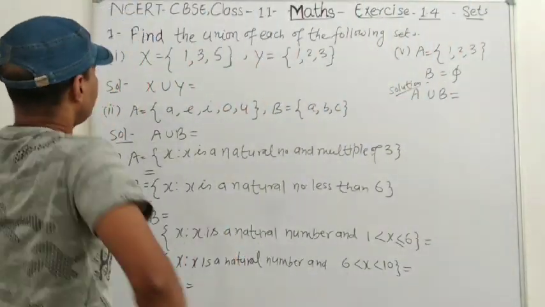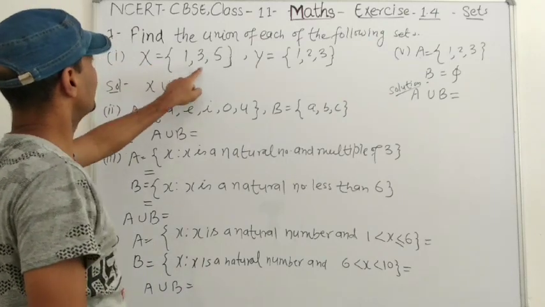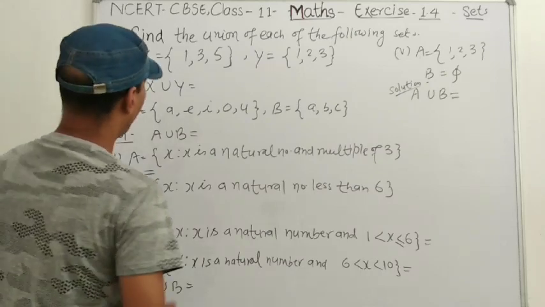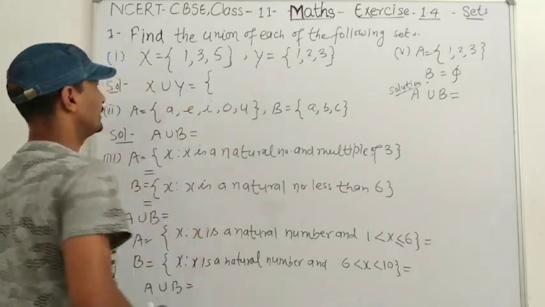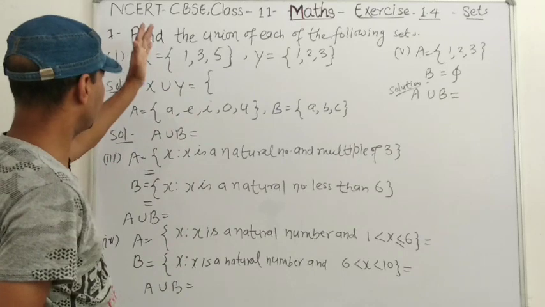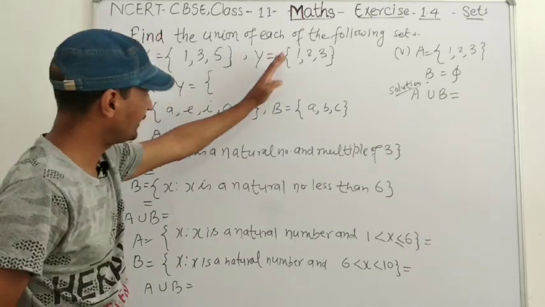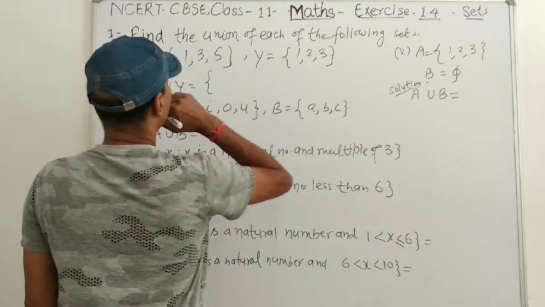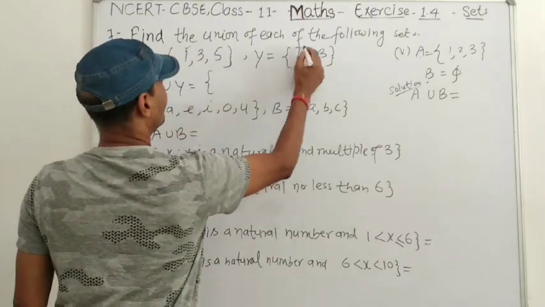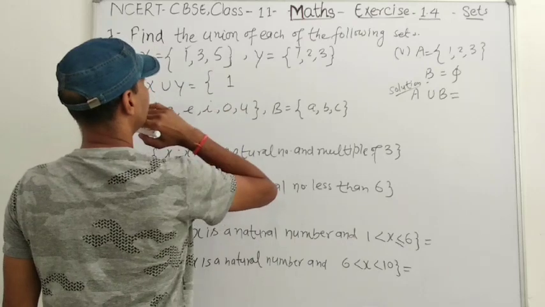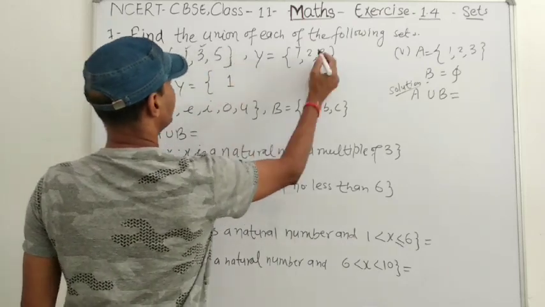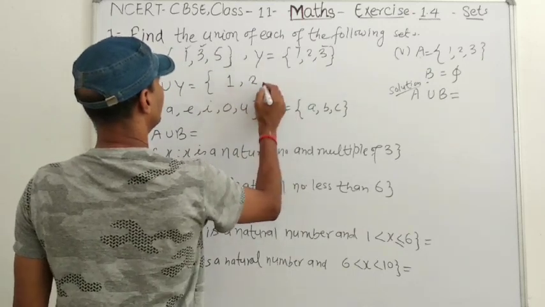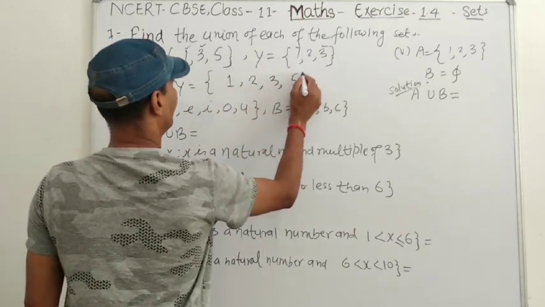The first part is X equal to {1, 3, 5} and Y equal to {1, 2, 3}. We need X union Y. What is union? Union means we write all elements of X and also all elements of Y, but elements are not repeated. Here 1 is repeated, so we write 1 once, and 3 is also repeating. So the answer is 1, 2, 3 and 5.